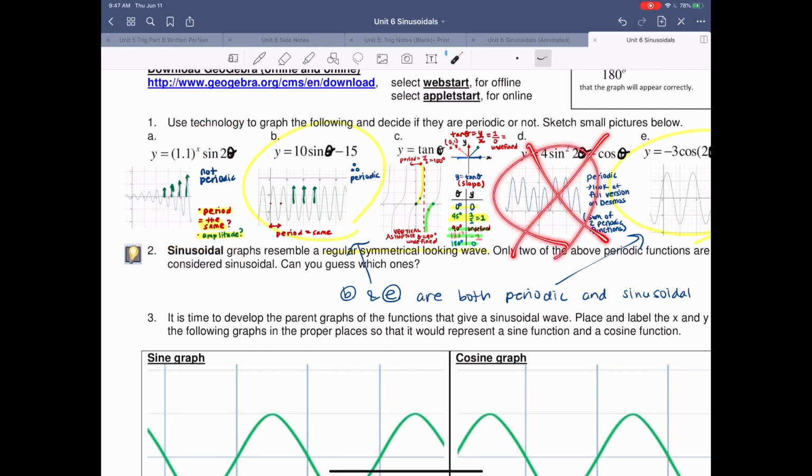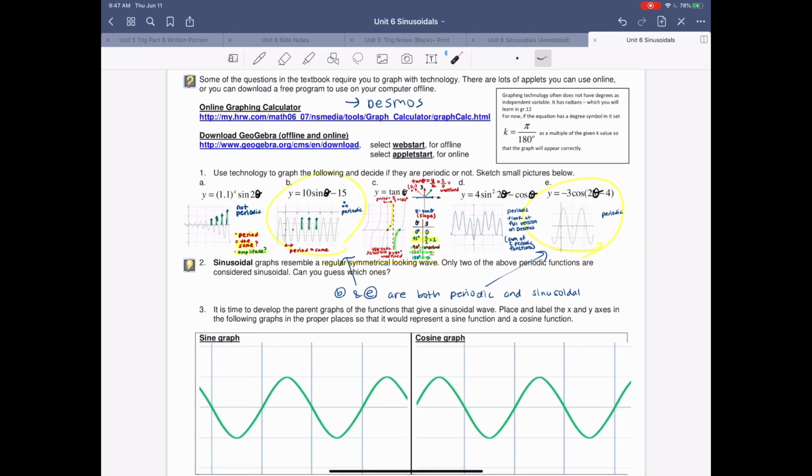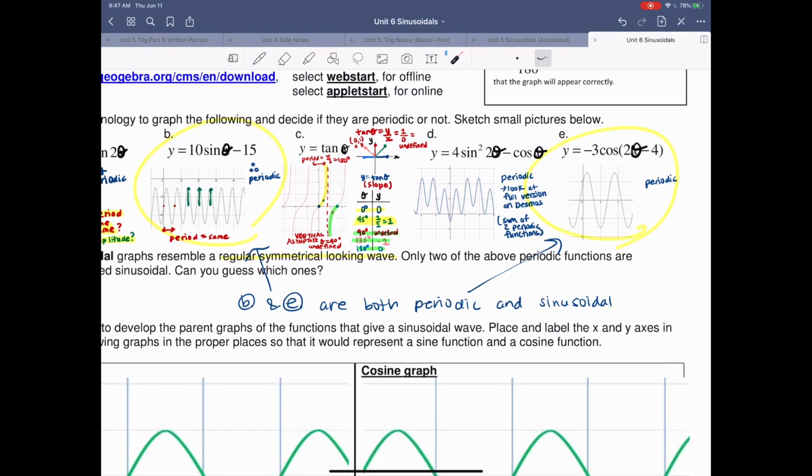Part D, that's not symmetrical. It's going up and down and up and down. And C, it's tan theta. It's not symmetrical because if I was to reflect it on the y-axis, it will not budge and I'll get a different graph. Only B and E are symmetrical.